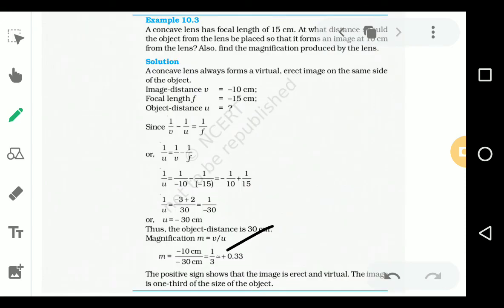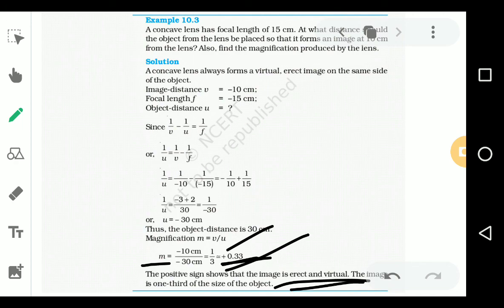So place the values of v and u, and you will get m equals 1 by 3, that is positive 0.33. This positive sign shows that the magnification is positive, so the image is erect and virtual. And also from the ray diagrams, if you remember, the image for a concave lens is always going to be virtual and erect.